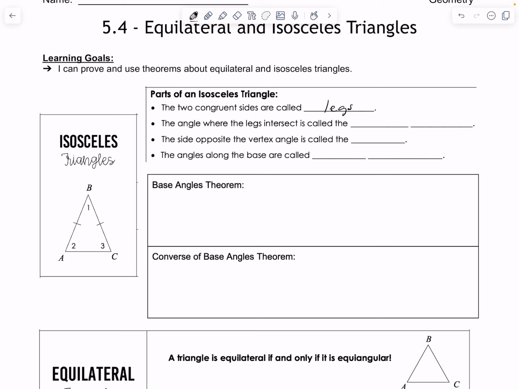Okay, the angle where those legs intersect is called the vertex angle. All right, the side that's opposite the vertex angle is called the base. And the angles along the base are called the base angles.